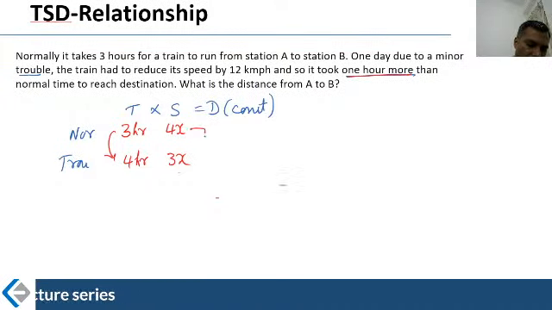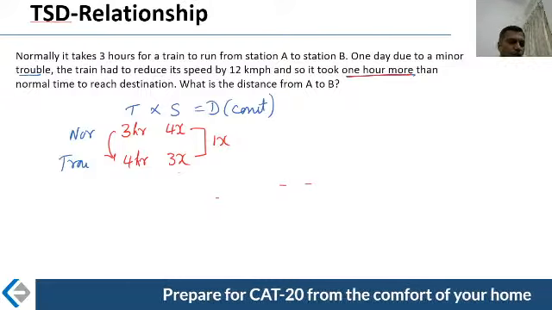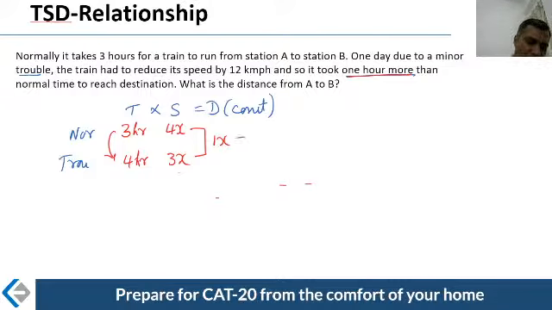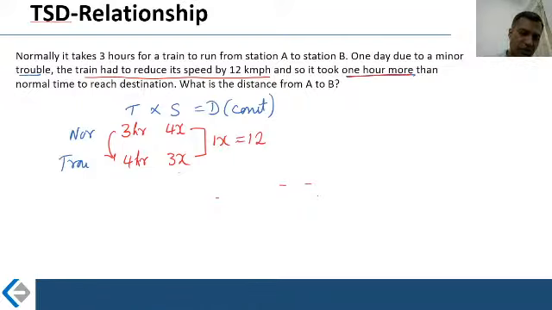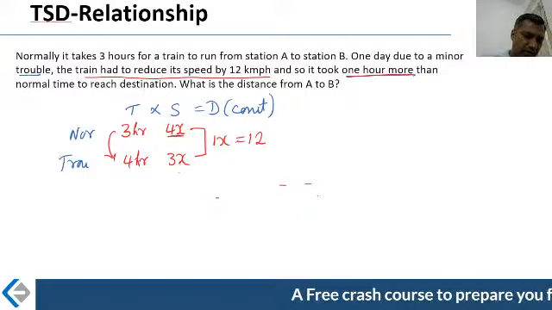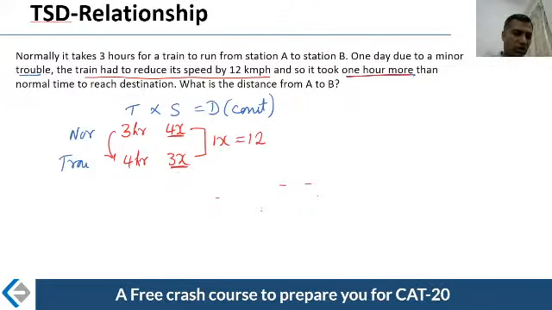Now look at that. Normally the speed is 1x more. All right, so that's what is given. What is the value of 1x? 12 kilometers per hour. That's what is given. The train has reduced its speed by 12 kilometers, not reduced to 12 kilometers. It reduced by 12 kilometers, which means the difference between 4x and 3x is nothing but 12. That is what the author is trying to say. Therefore 1x is equal to 12.